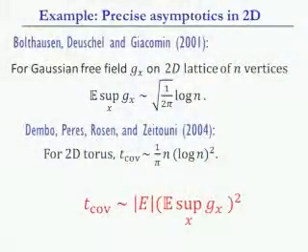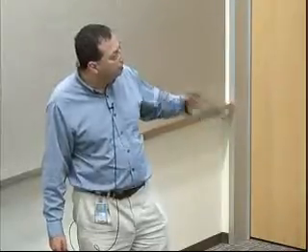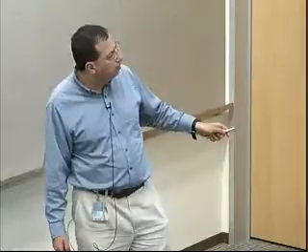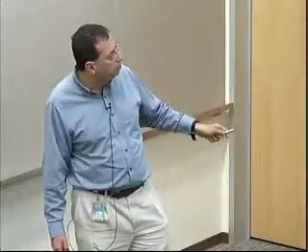So here is one kind of striking connection. If you look at the Gaussian free field on a 2D lattice, the expected sup was calculated by Bolthausen et al. to be logarithmic times square root 1 over 2 pi.